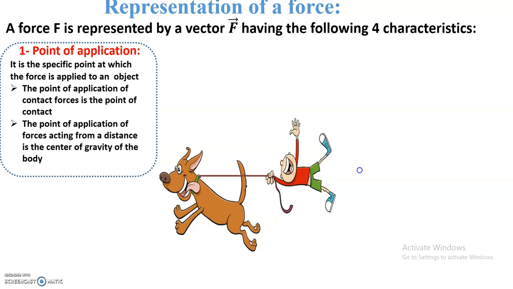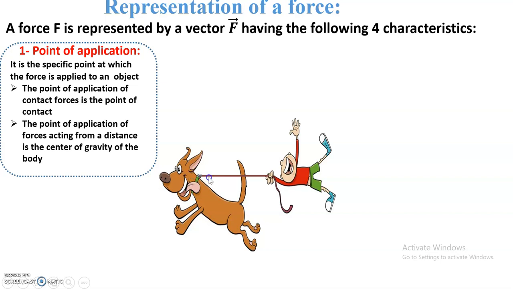How do I answer the question, what is the point of application? First of all, I ask myself: is it a contact force or a force acting from a distance? If it is a contact force, automatically I say it's the contact point between the two objects. If it is acting from a distance, I say the point of application is the center of gravity of the body. I will re-explain in detail what we mean by the center of gravity. So here, the boy pushes the dog, so it's a contact force. The point of application is the point here.